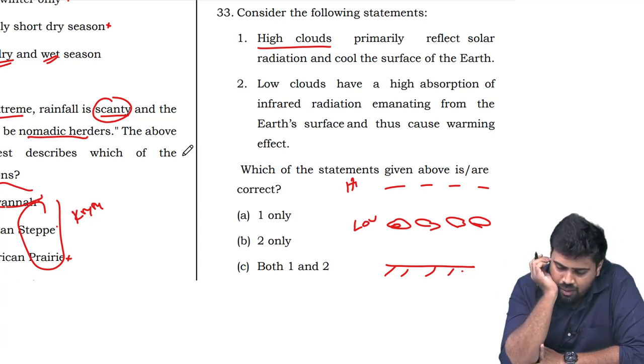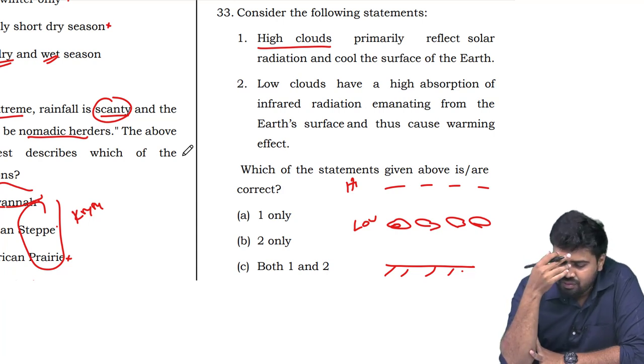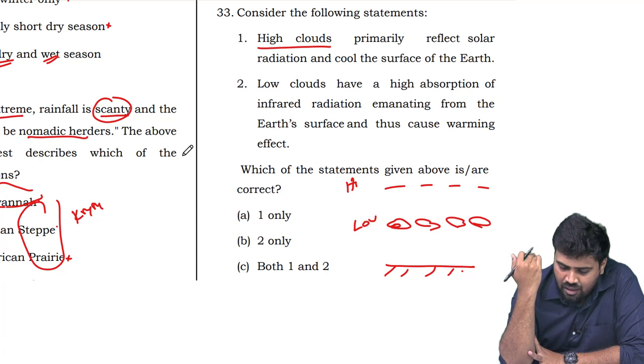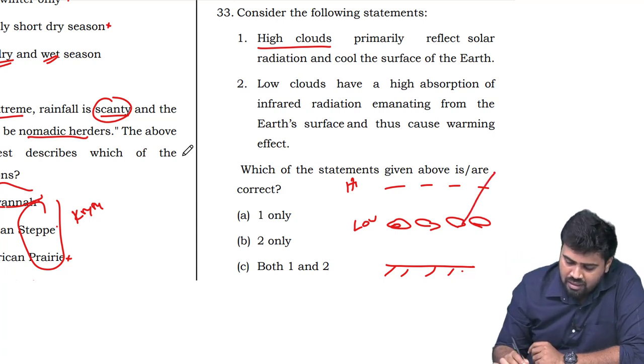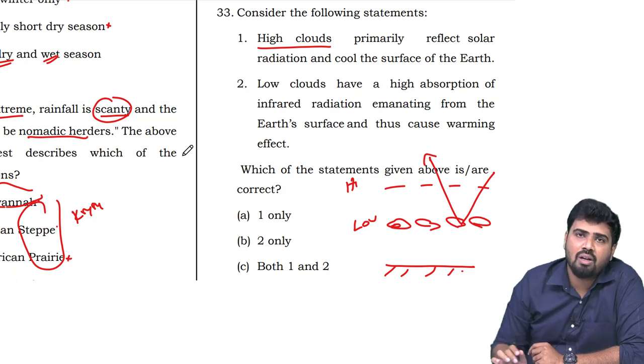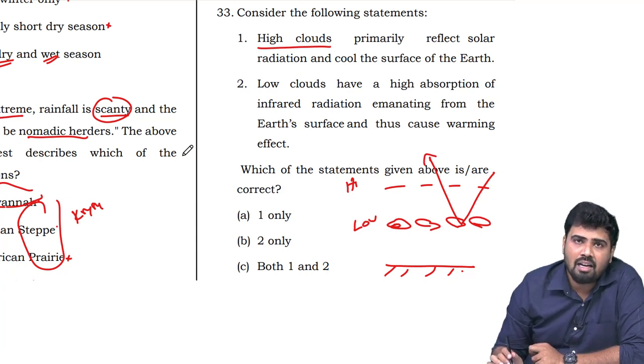Low clouds have high absorption of infrared radiation emanating from the earth surface and thus cause warming effect. Actually, it is the reverse. Low clouds are very thick, so they can reflect back the solar radiation. It has a high albedo effect.